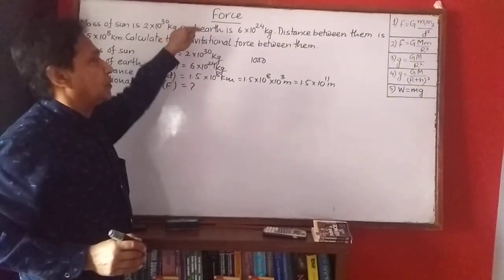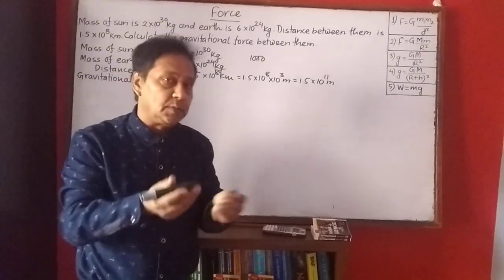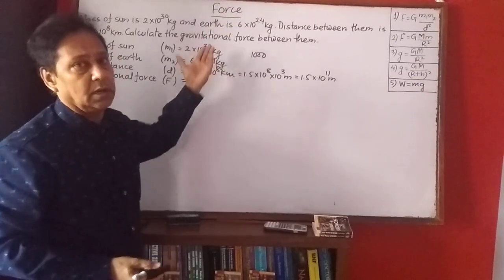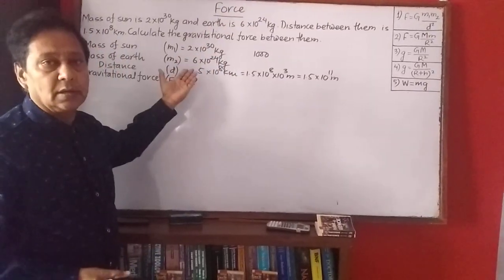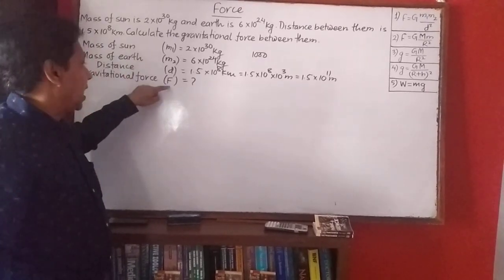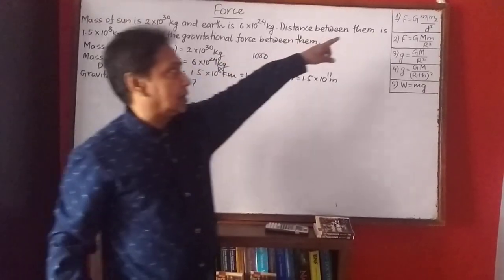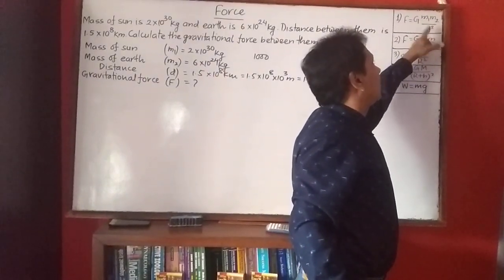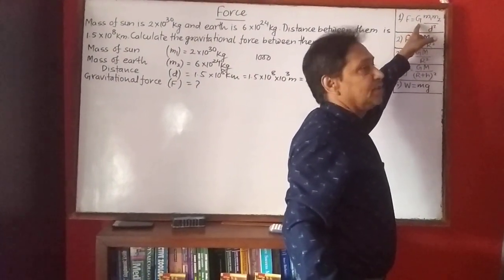Now all the information given in the numerical problem is converted to mathematical form. Now we don't have to see the numerical problem. We can go through these mathematical informations. m1, m2, d are given. F is the question. Now look at equation number 1. m1, m2 and d are given. F is asked, G is missing.